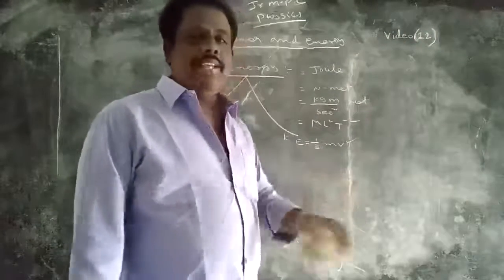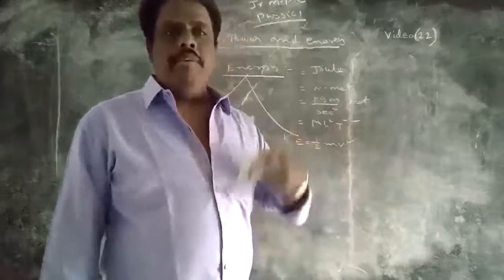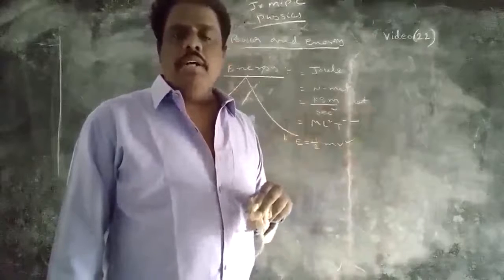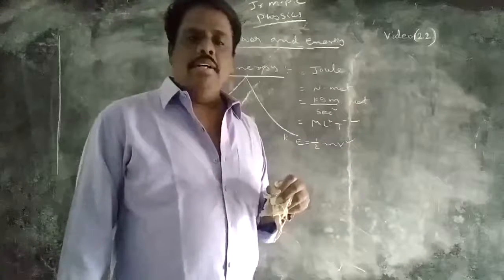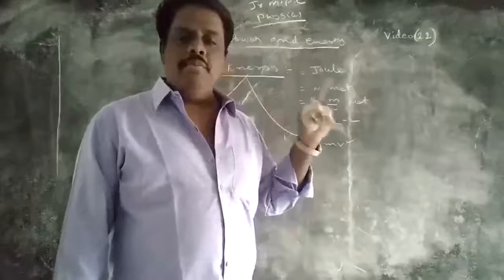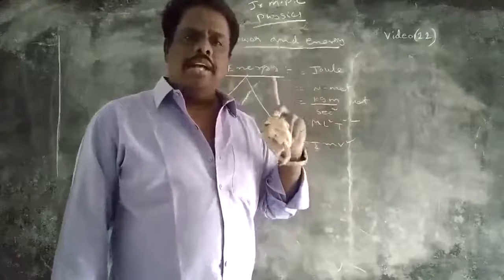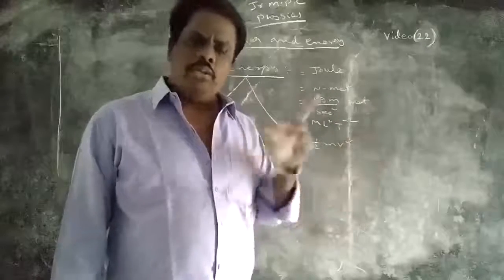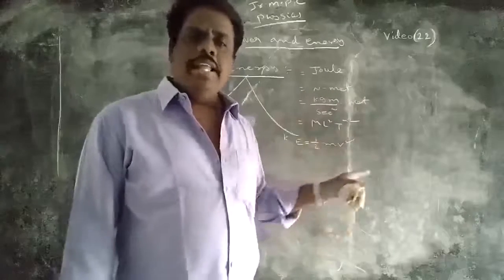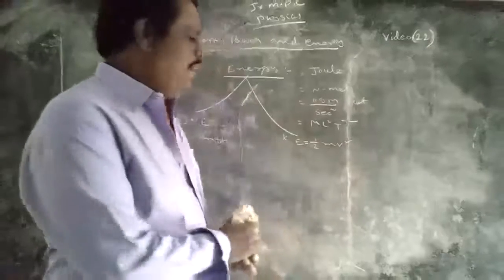For kinetic energy, bodies are in motion: a vehicle moving on the road, a bullet released from the gun, an aeroplane which is in motion, water flowing out from the dam or water flowing through a canal. These are all examples of kinetic energy.